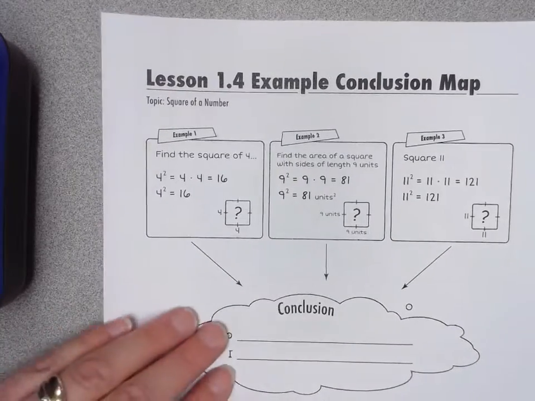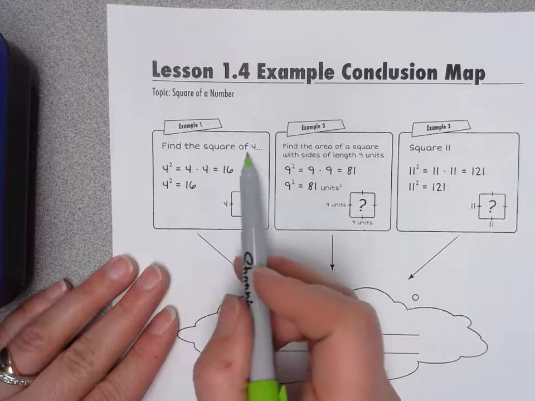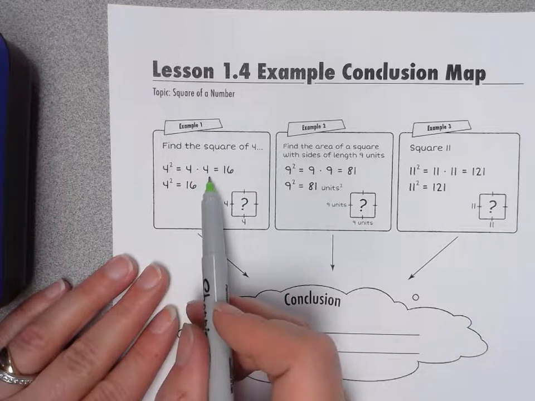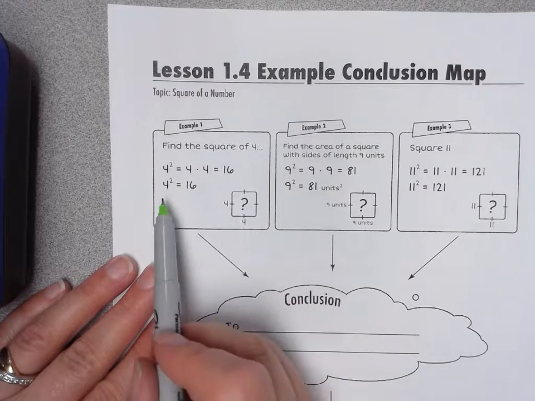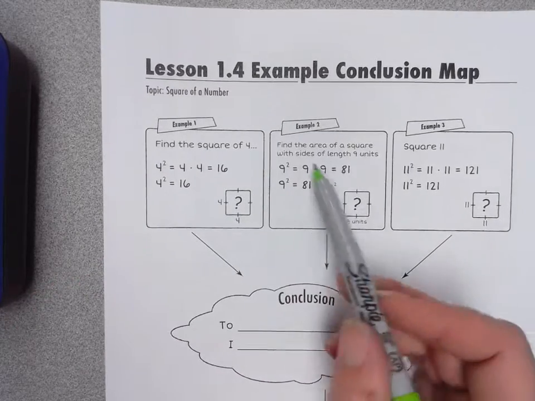Next we want to kind of move to a rule. So we're kind of moving to the abstract. So it says find the square of 4, and this is what they showed me. 4 squared means 4 times 4, and that equals 16. So 4 squared equals 16. Let's look at another example.